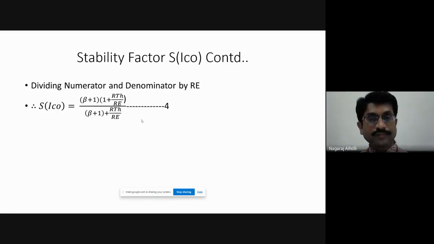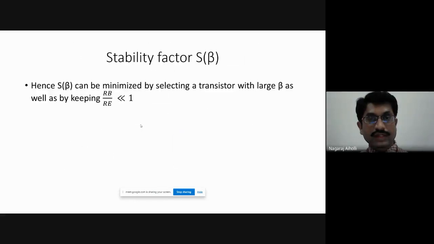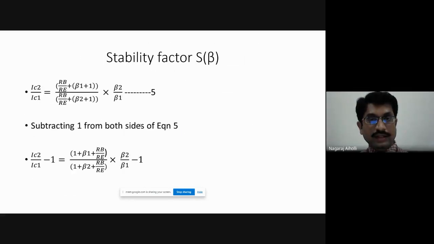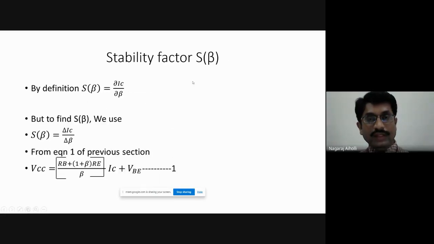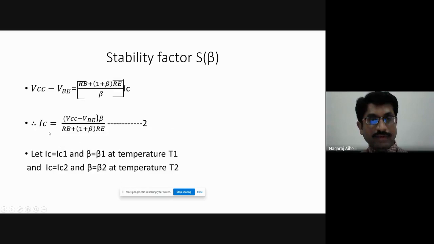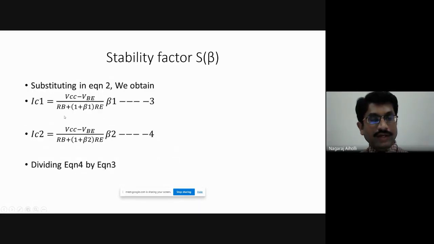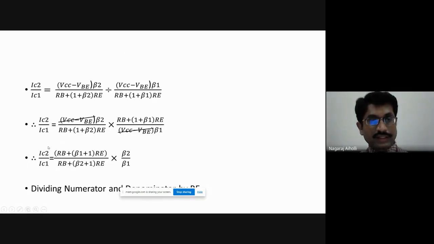In today's class, we discussed, starting from the stability factor S of beta for the emitter bias circuit. We started with the VCC equation, then simplified it. We took two conditions: IC equal to IC1 and beta equal to beta 1 at temperature T1, and IC equal to IC2 and beta equal to beta 2 at temperature T2. By assuming these two conditions, we got the equations for IC1 and IC2. Dividing equation 4 by 3, we further got this equation.